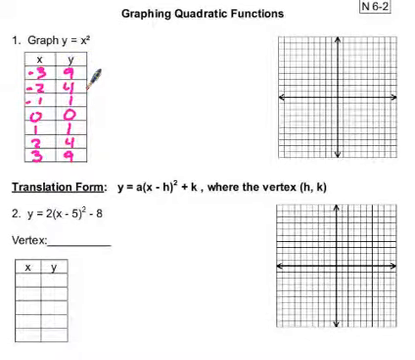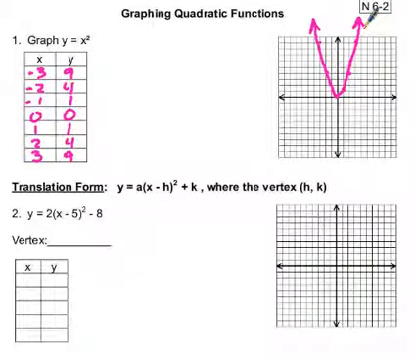When we graph this, come over here real quick, we'll graph each point. Negative 3, 9 up here, negative 2, 4 here, negative 1, 1, 0, 0, 1, 1, 2, 4, and 3, 9. Okay, and then when I connect those, it makes that nice, pretty parabola that we're used to seeing.